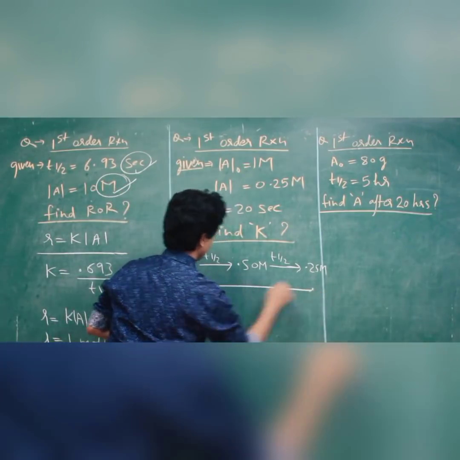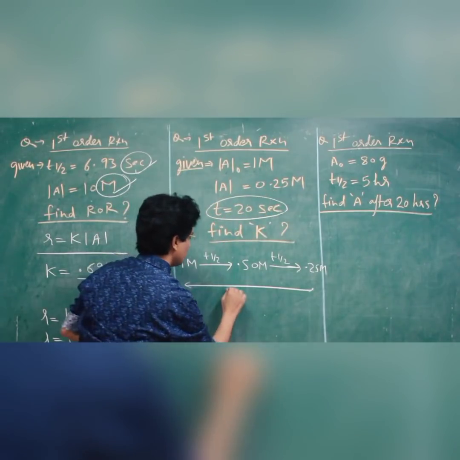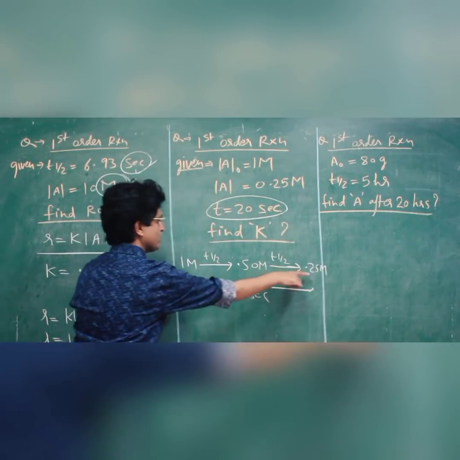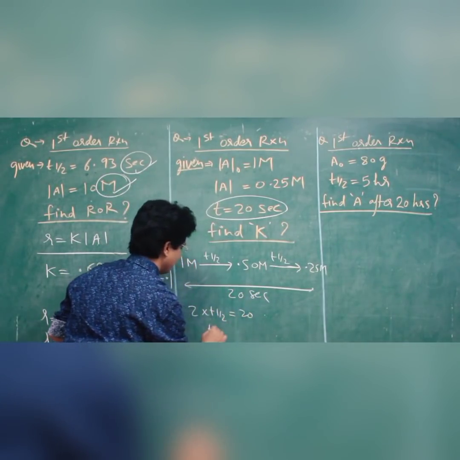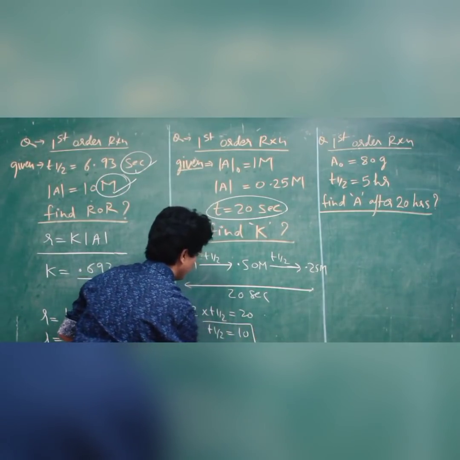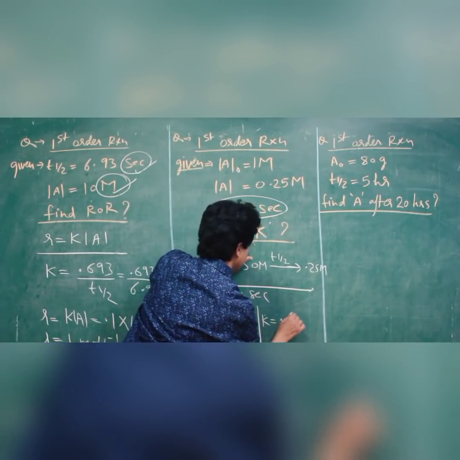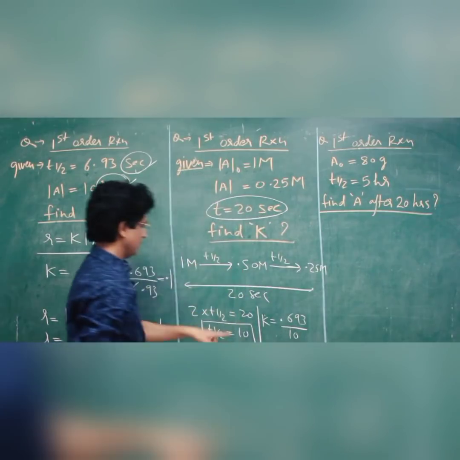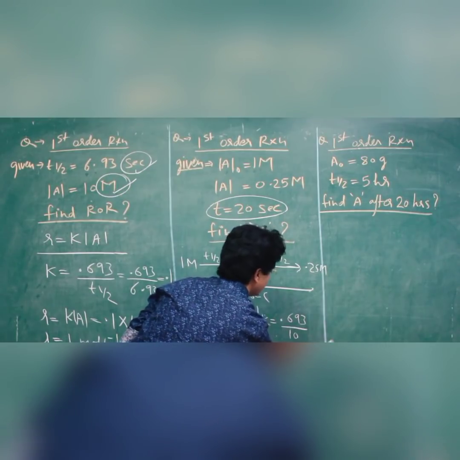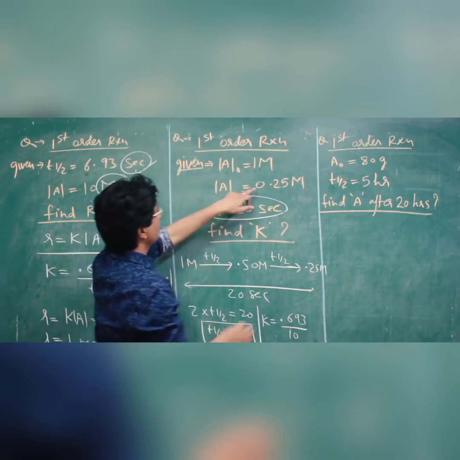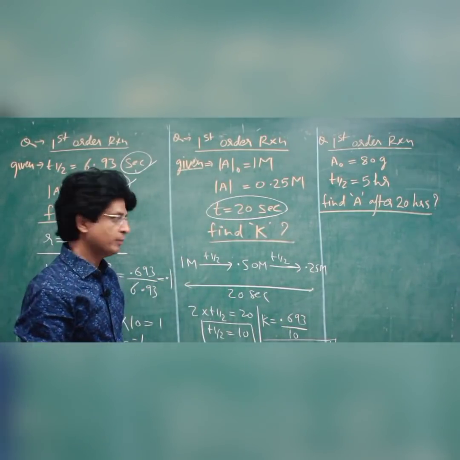Total time given is 20 seconds. Time required to go from 1 molar to 0.25 molar is 20 seconds. So this is how much? 2 half-lives. So 2 half-life is equal to 20. So half-life will be equal to 10. They're asking K. So what is K? K will be 0.693 upon 10, the half-life. So this will be 0.0693, and the unit will be per second. Remember that for first order reaction, the units are per second, per unit time.